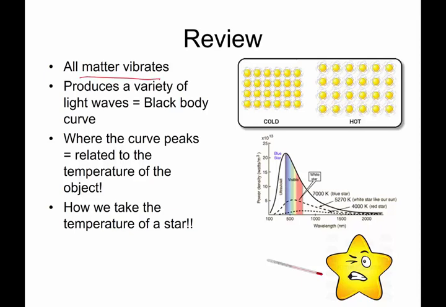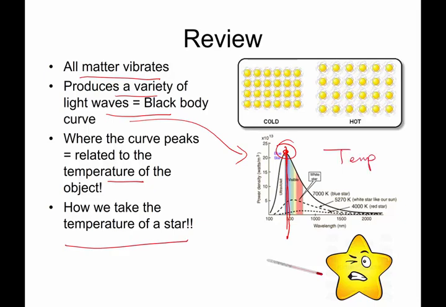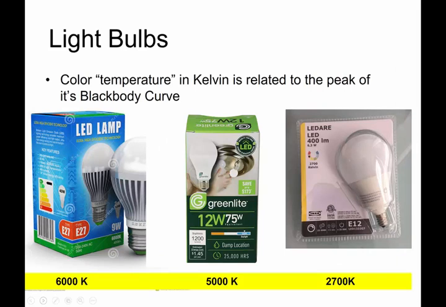All matter vibrates. That vibrating matter produces a variety of light waves and gives us what's called a black body curve. Where that curve peaks is related to the temperature of the object. So when we see the color that is dominant, we know the temperature of the star. Pretty simple in concept, difficult, of course, in scientific methodology.